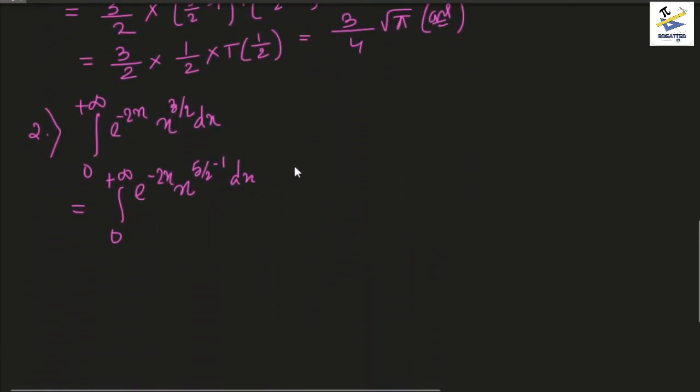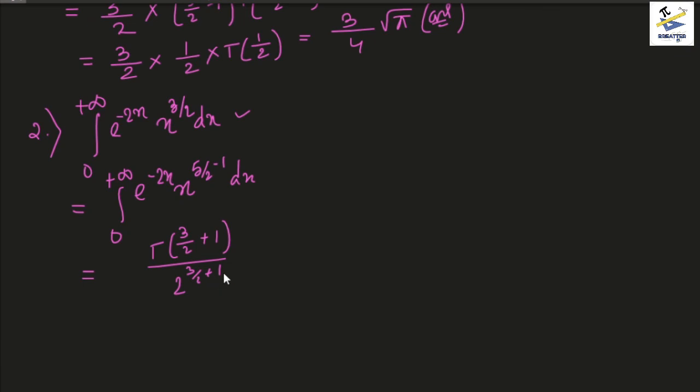So actually what we can do is use this representation directly, and write it as gamma of n plus 1 by a to the power n plus 1, here a is 2. So what we get is gamma of 5 by 2 by 2 to the power 5 by 2. But we know the value of gamma 5 by 2, which is 3 by 4 into root pi, and we have 2 to the power minus 5 by 2.